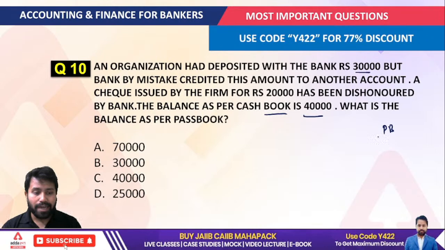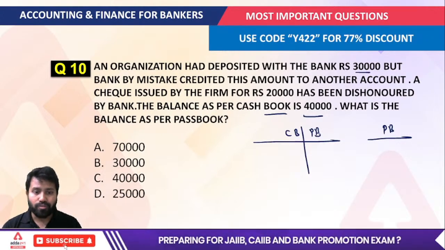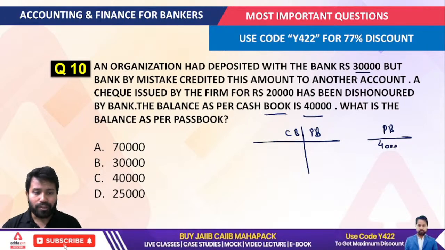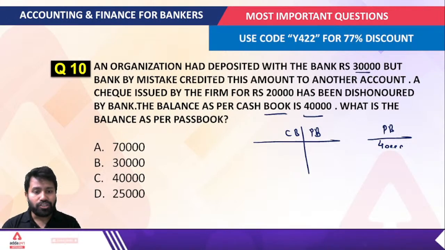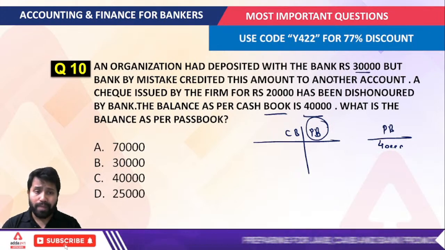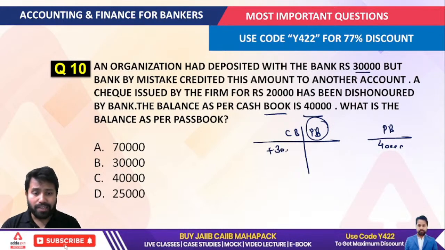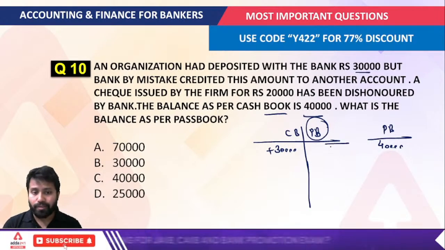Quickly write here passbook, and make the table like this: cash book and passbook. The balance as per the cash book that is given is 40,000, so write 40,000. Now read every condition here. When we talk about an organization depositing 30,000 with the bank, the organization will record this transaction immediately.